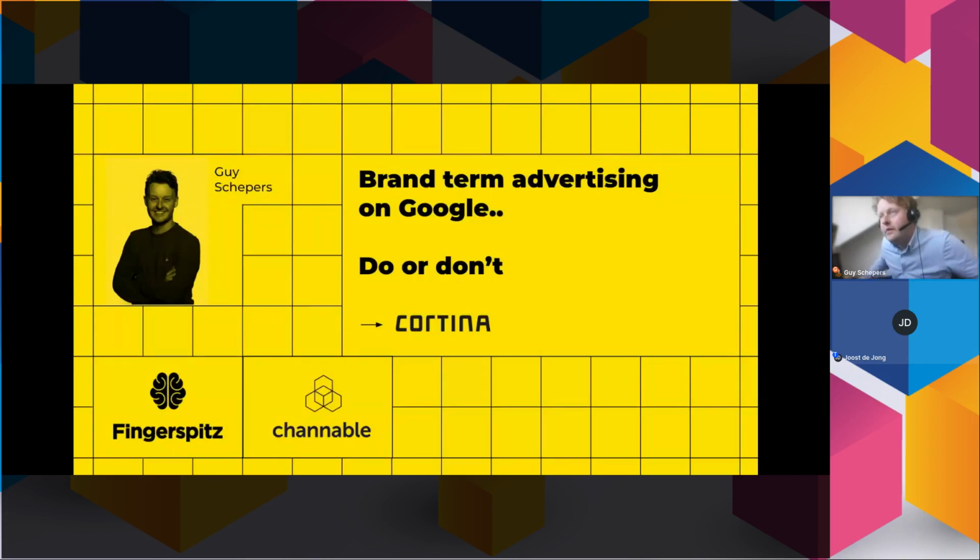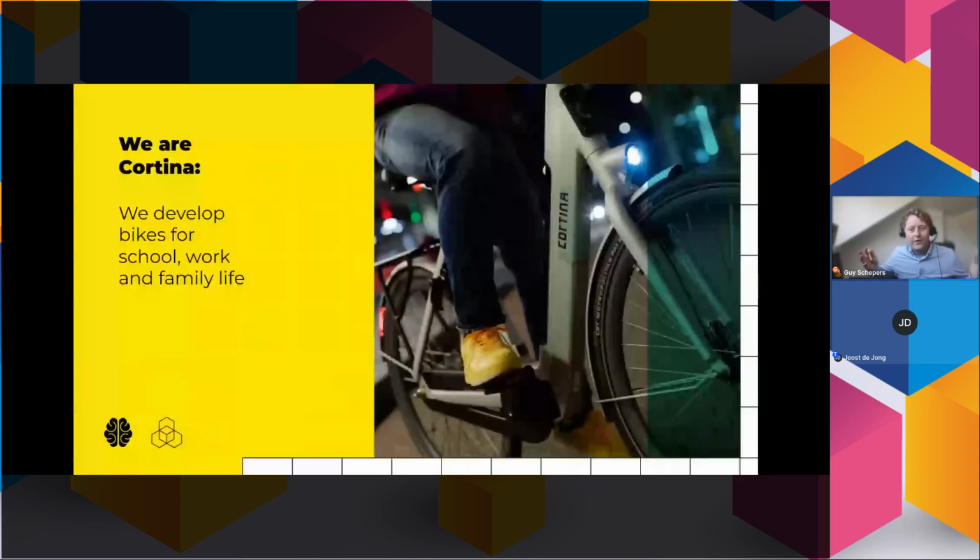So let's dive in. Starting with, what is Cortina? What kind of brand? Cortina is a bicycle brand, and they develop bikes for school, work, and family life. Their audiences are mainly young people between 16 and 30, and they have e-bikes and just regular bikes. We have worked with Cortina for quite a time, and that's going great.